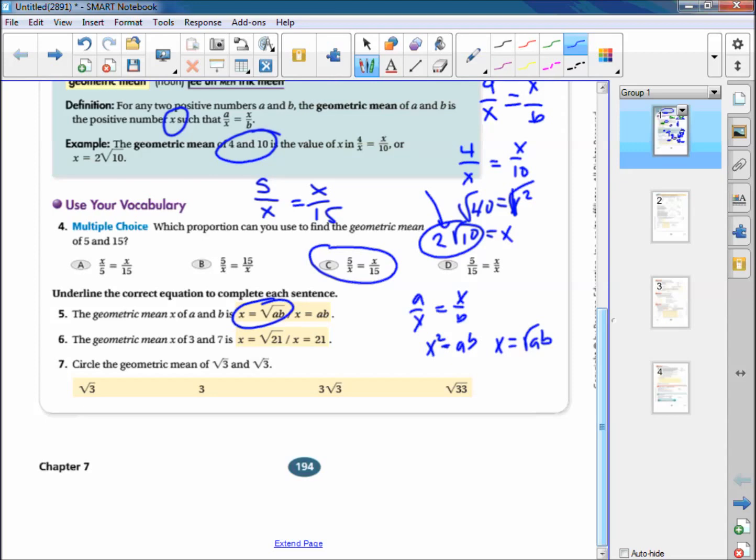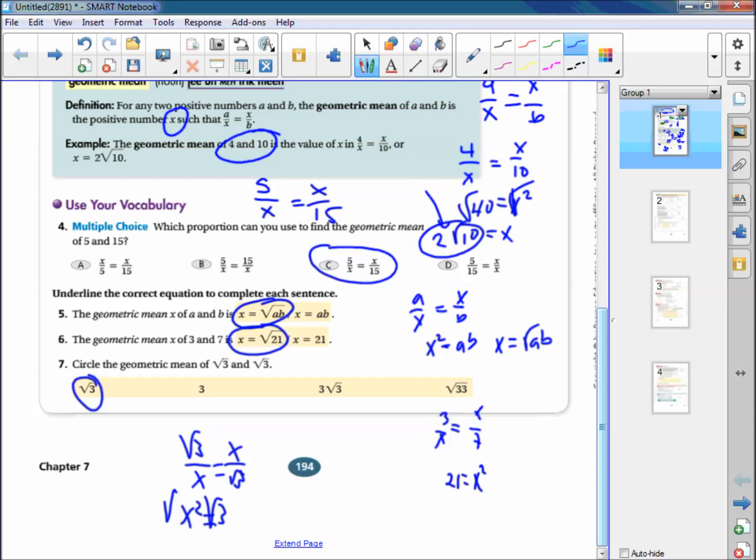The geometric mean of 3 and 7. So that's 3 over X equals X over 7. So 21 is X squared, and then we'd square root that, so we get the square root of 21. And then circle the geometric mean of the square root of 3 and the square root of 3. So let's see here. The square root of 3 over X equals X over the square root of 3. So if we cross multiply, we get X squared equals 3. And then we could square root both sides to solve it, and we're going to get the square root of 3 back again.